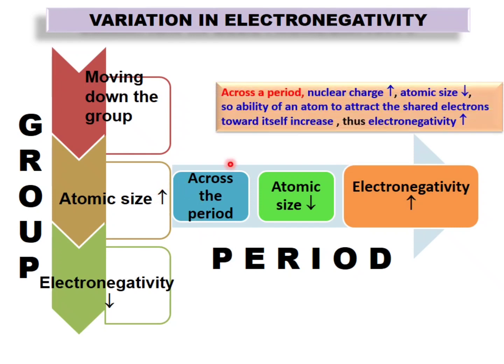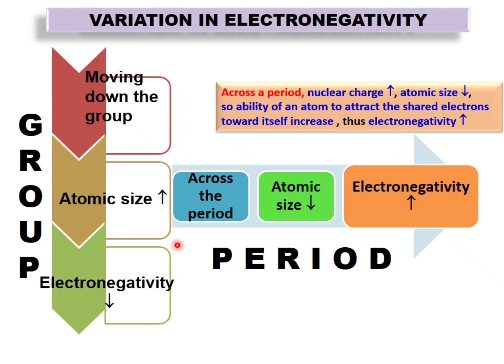So kita lihat if across a period the nuclear charge or the effective nuclear charge will increase. So bila effective nuclear charge increase, so the atomic size will decrease. So size semakin kecil kelas. So bila size semakin kecil, ability of atom to attract the shared electron toward itself increase. So kekuatan dia nak tarik elektron terhadap dia sangat senang. Kan? Bila size semakin kecil, tarikan nukleus terhadap elektron yang luar lagi cepat, lagi senang nak terima elektron daripada atom lain. So that's why electronegativity will increase.